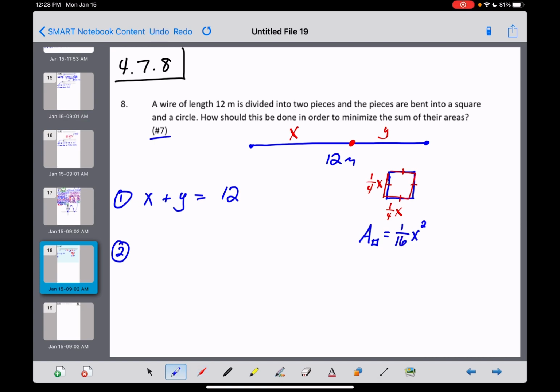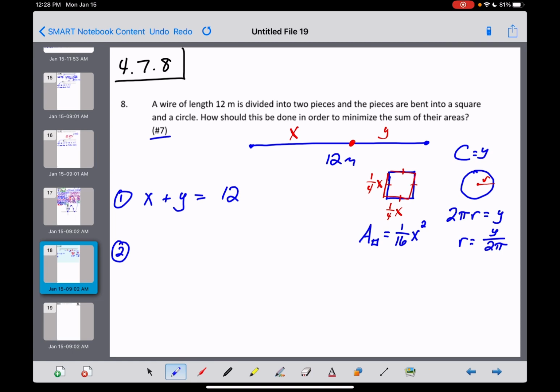Now, the second piece of wire is going to be bent into a circle, and Y is the total amount of wire that we have right there, which means that the circumference of that circle has to be Y. And our formula for circumference is 2 times pi times radius, and that's going to end up equaling Y. That means that the radius of that circle all by itself is going to be Y divided by 2 pi. It's a little bit ugly right there, but okay.